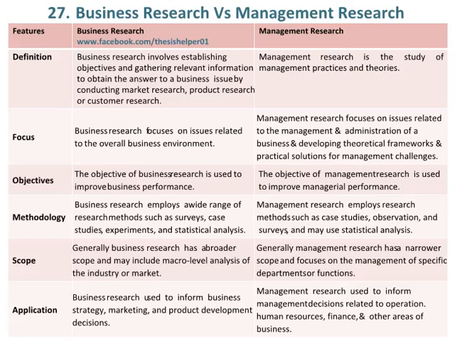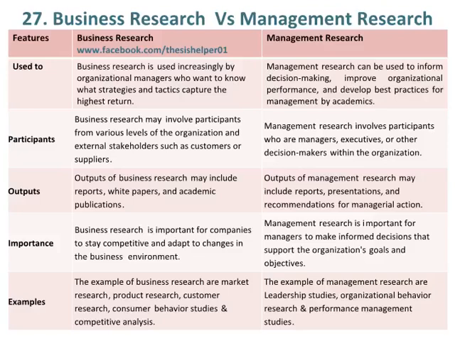Business research is used to inform business strategy, marketing, and product development decisions. Whereas, management research is used to inform management decisions related to operations, human resources, finance, and other areas of business. Business research is used increasingly by organizational managers who want to know what strategies and tactics capture the highest return. Whereas, management research can be used to inform decision-making, improve organizational performance, and develop best practices for management by academics.